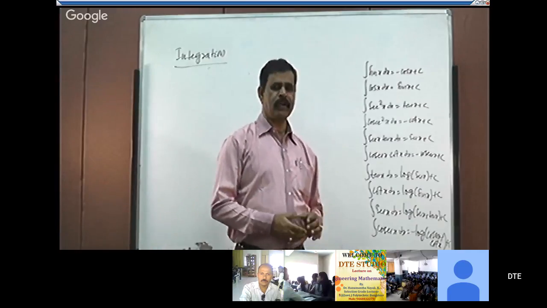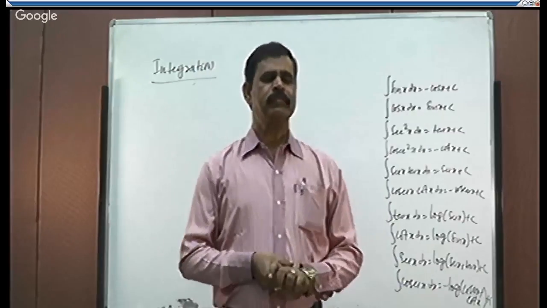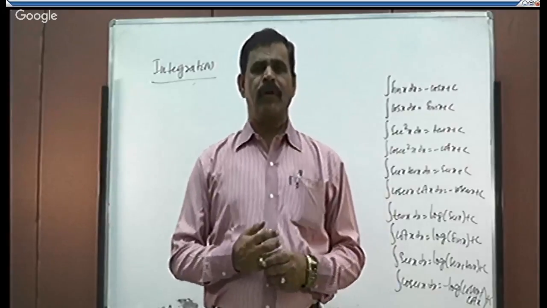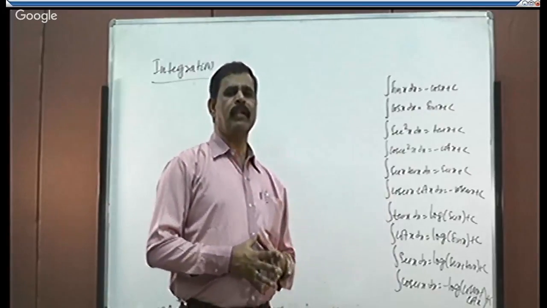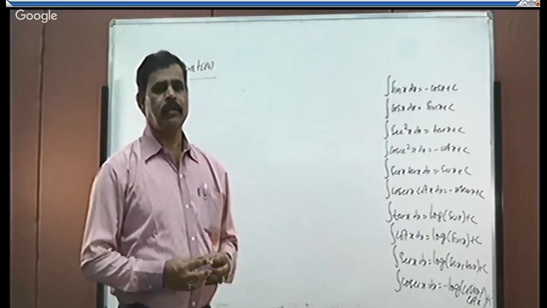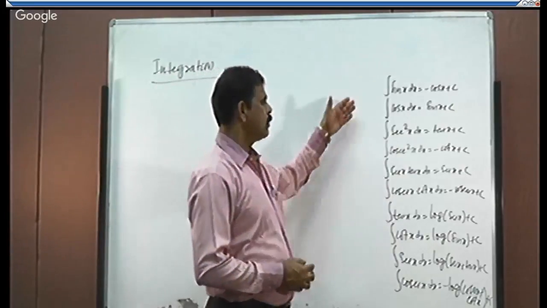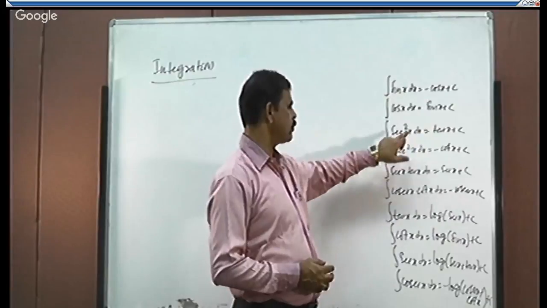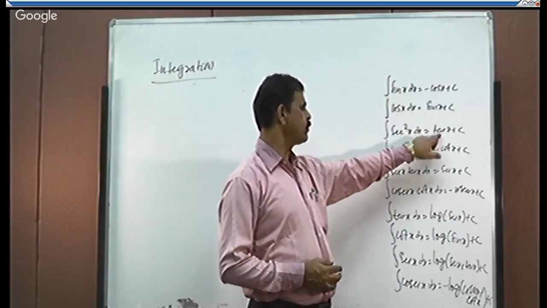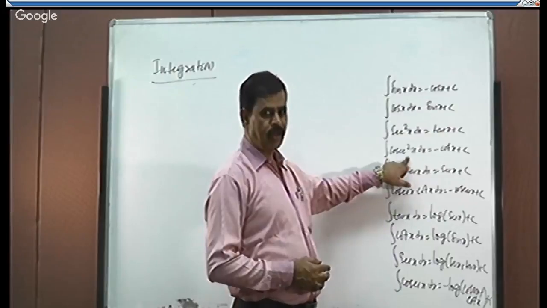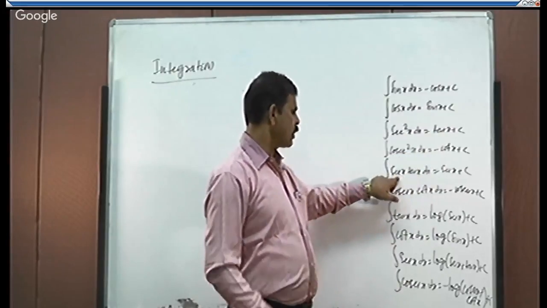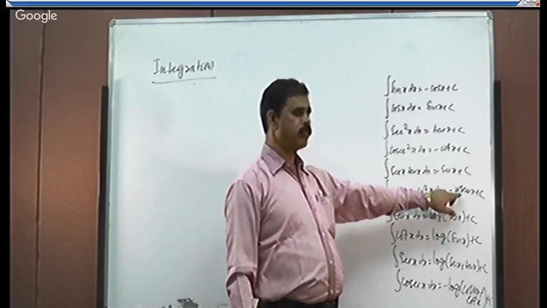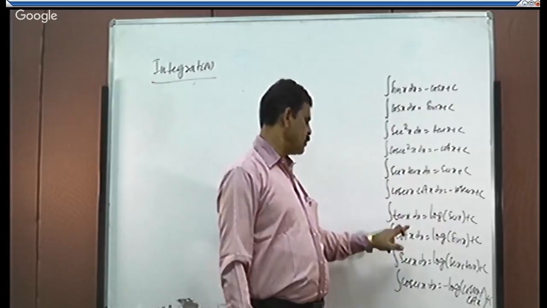So in the last class, we started integration. It is the reverse process of differentiation. I have given the list of standard integrals. Like, integration of sin x is minus cos x. Integration of cos x is sin x. For secant square x, it is tan x. For cosecant square x, it is minus cot x. For secant x into tan x, it is secant x. For cosecant x into cot x, it is minus cosecant x.